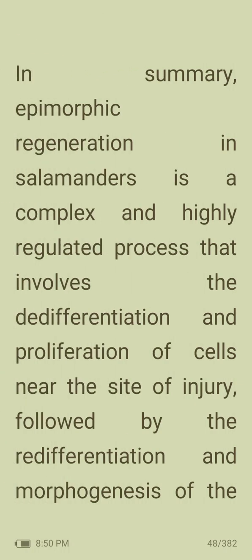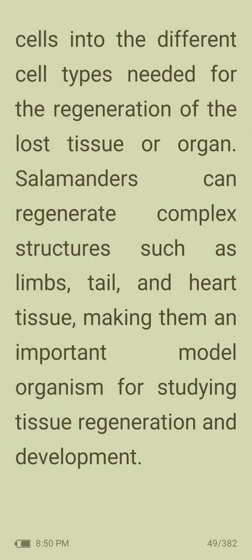In summary, epimorphic regeneration in salamanders is a complex and highly regulated process that involves the dedifferentiation and proliferation of cells near the site of injury, followed by the redifferentiation and morphogenesis of the cells into the different cell types needed for the regeneration of the lost tissue or organ. Salamanders can regenerate complex structures such as limbs, tail, and heart tissue, making them an important model organism for studying tissue regeneration and development.